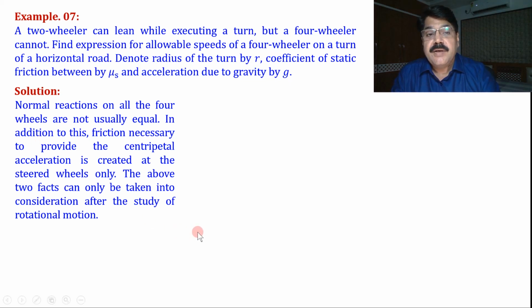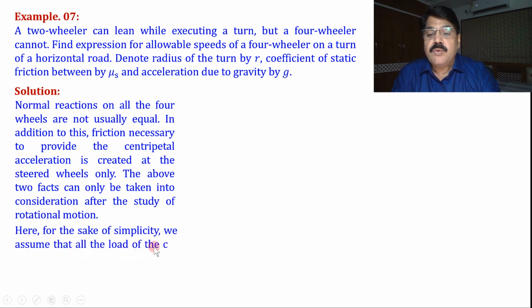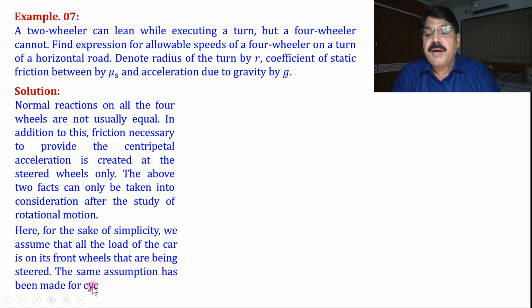So what important assumption can we make? For the sake of simplicity, we assume that all the load of the car is on its front wheels that are being steered. The same assumption has been made for the cyclist too. Actually, what is being assumed in this analysis is that all the load of the vehicle is on the front wheel which is being steered. We made the same assumption in the case of the cyclist, but at that time I had not told you. Please take care of it, because this idea can be raised in rotational motion.